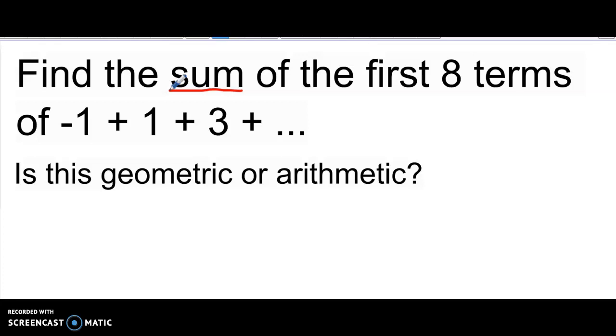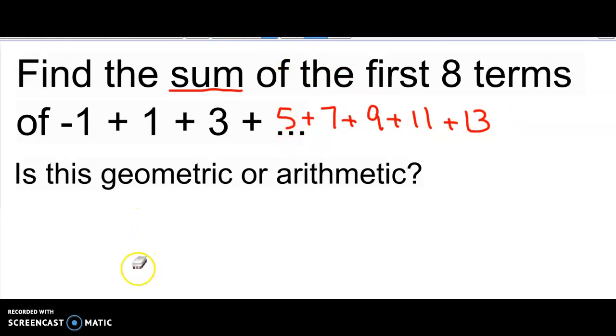So in this question, you're asked to find the sum of the first 8 terms. Well, we have -1, 1, and 3. So it looks like we're adding 2 each time. So the next number would be 5, then 7, then 9, then 11, and then 13. And if we count 1, 2, 3, 4, 5, 6, 7, 8, that is the first 8 terms of that particular sequence.